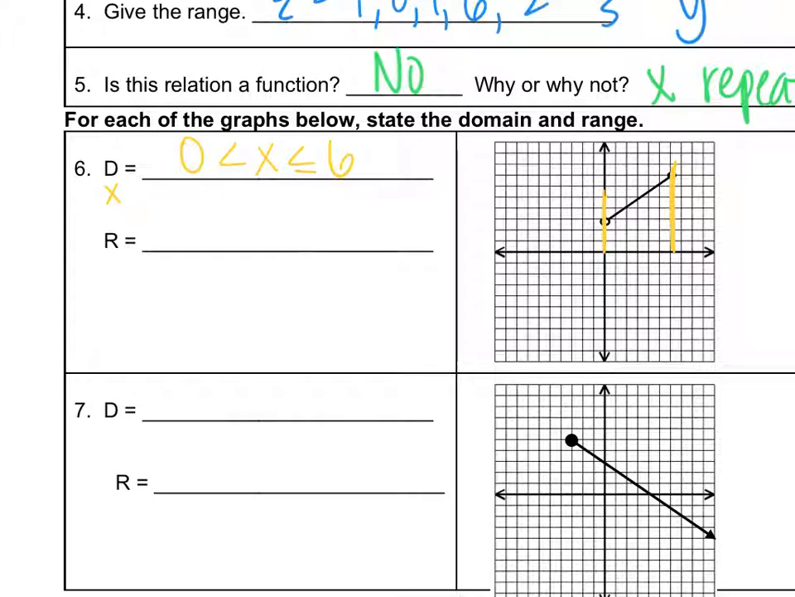So remember, domain is your x's, range is your y's. My y's go down to negative 3 and all the way up to 7. At 7, there is a closed bubble.